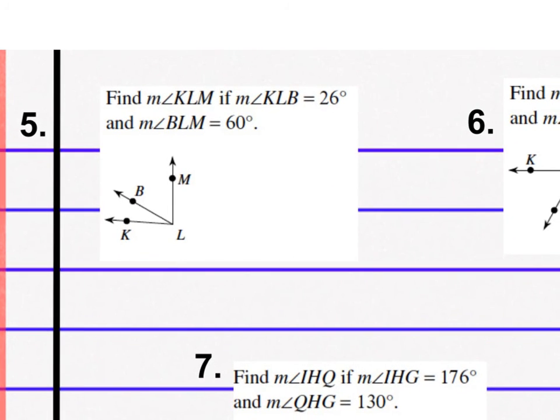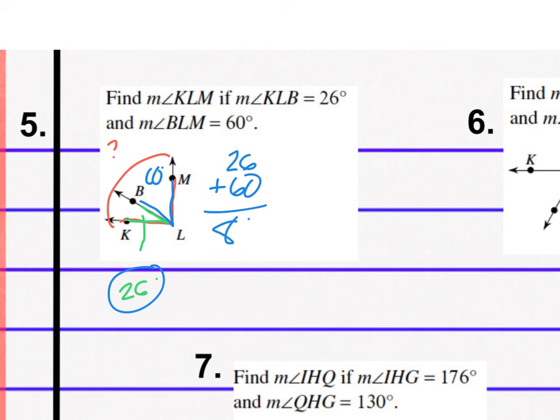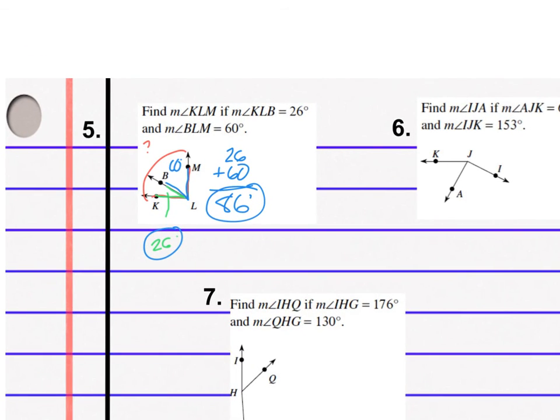So for 5, let's put in the picture what we know. So KLM is the big angle. We're going to find the big angle. It says KLB, this little green angle, is 26. And BLM, what a great acronym, huh? 60 degrees. So what is the big angle? We need to add them. 26 plus 60. And measure KLM is 86 degrees. Okay, so that's number 5.